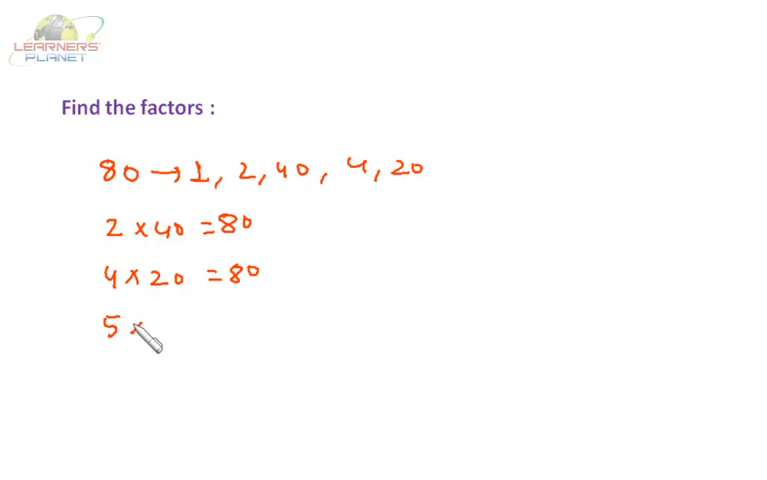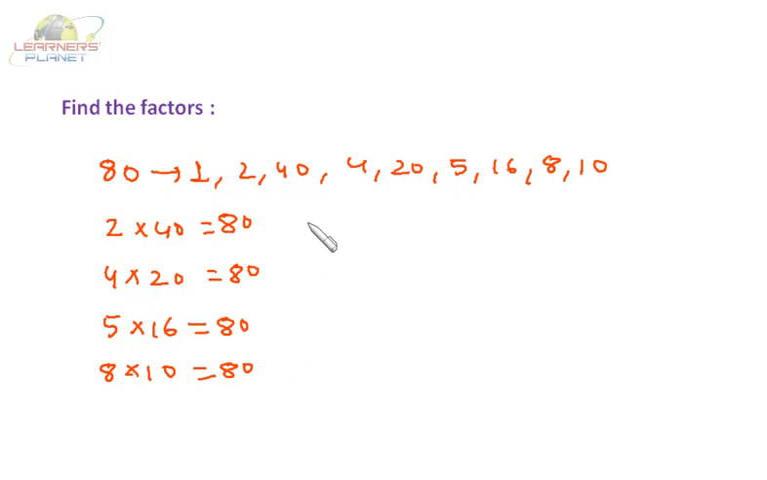Then 5 into 16 is 80. That means 5 and 16 are the factors of 80. Similarly, 8 into 10 is 80. That means 8 and 10 are also factors of 80. Similarly, we have already done 10 into 8, that is 80. So 10 and 8 are already there.